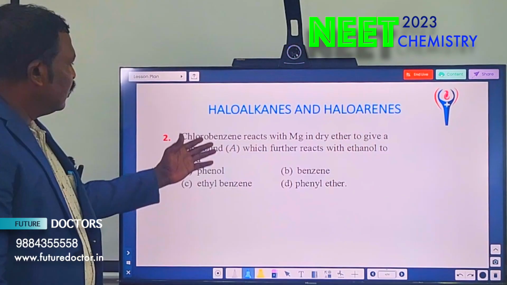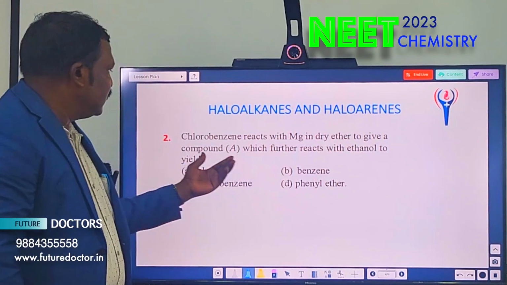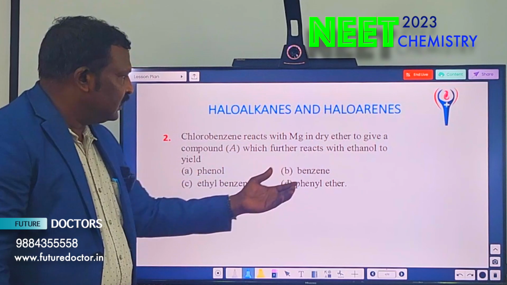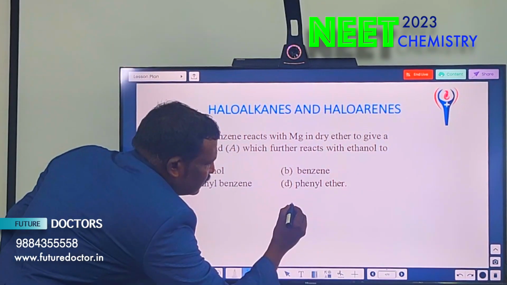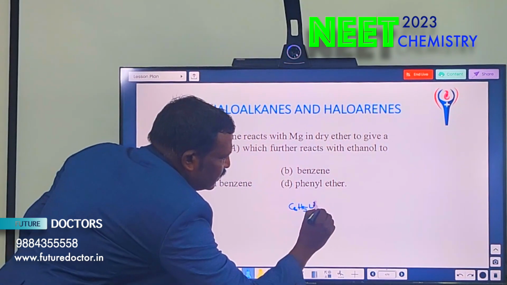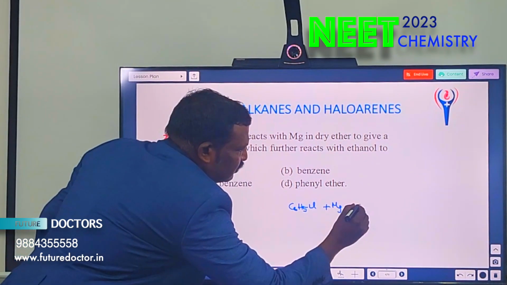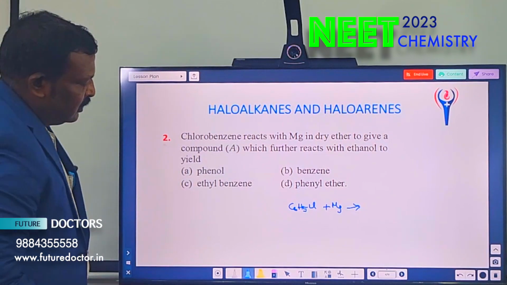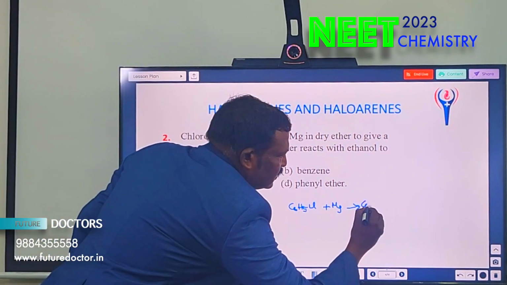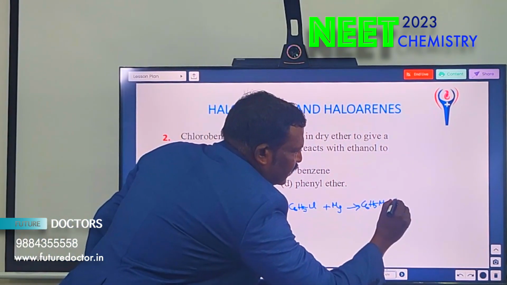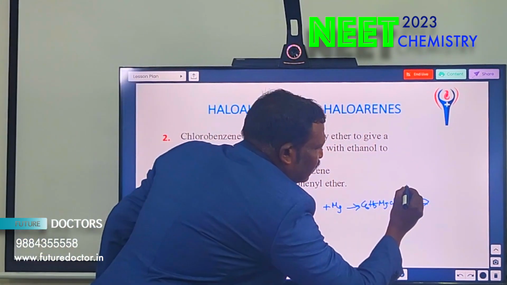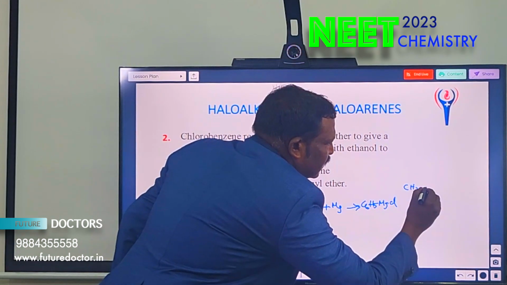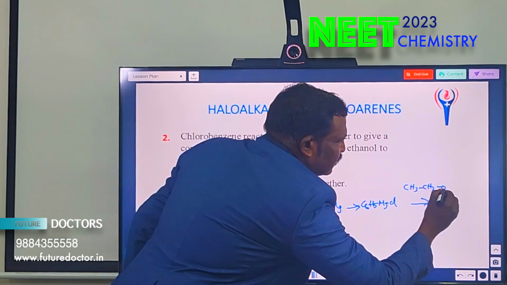Next one, chlorobenzene reacts with magnesium in dry ether to give compound A, which further reacts with ethanol to yield dash. Chlorobenzene, the formula C6H5Cl, reacts with magnesium, we are getting Grignard reagent. So the product will be C6H5MgCl. This is called Grignard reagent. Then it further reacts with ethanol. The formula of ethanol is CH3CH2OH.